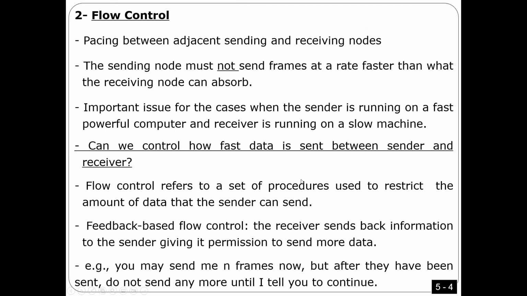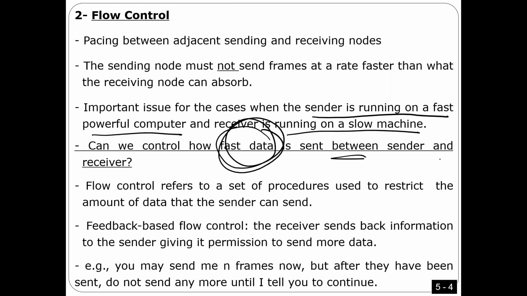This may happen if the sender is running on a fast, powerful machine and the receiver is on a slow machine. You got what I'm saying? So we want to do some kind of pacing or synchronization between the two computers. Can we control how fast the data is sent from the sender? The receiver should have some ability to control how fast you send the data. So if you send the data too fast to me, I have to notify you to reduce the speed because I'm not able to process the data fast.